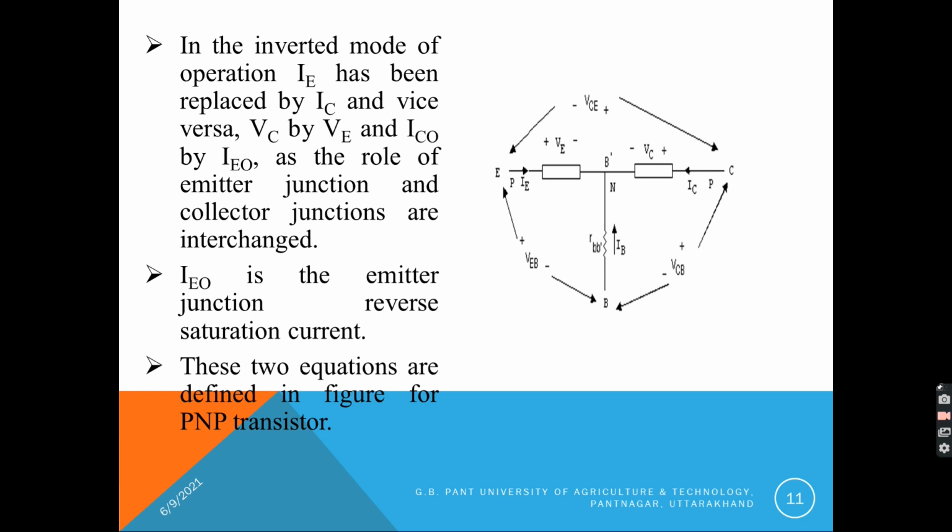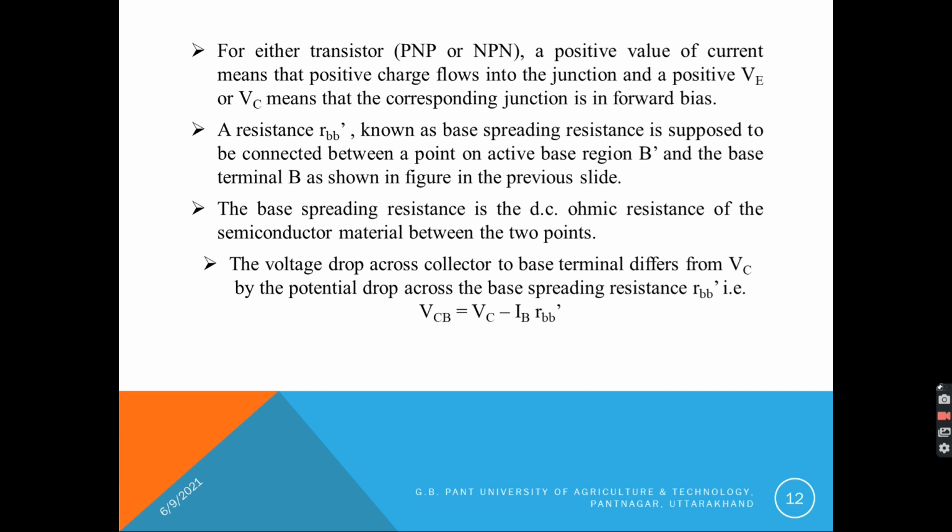Now these two equations are defined using this figure for a PNP transistor. They can be represented by this circuit, and these equations can be derived from this circuit, which is mainly for a PNP transistor. For either transistor, a PNP or an NPN, a positive value of current means that there is a positive charge flow into the junction, and a positive VE or VC represents that the corresponding junction is in forward bias.